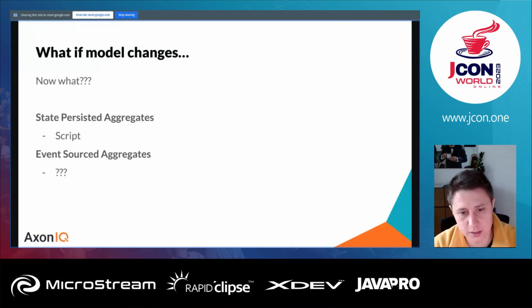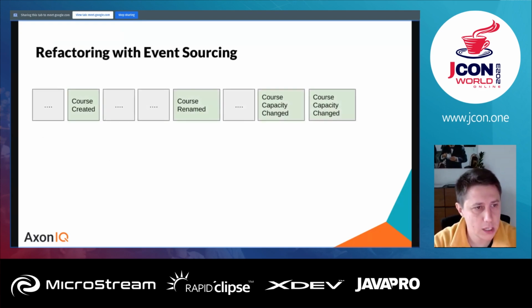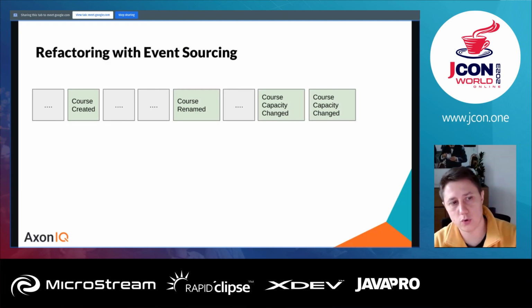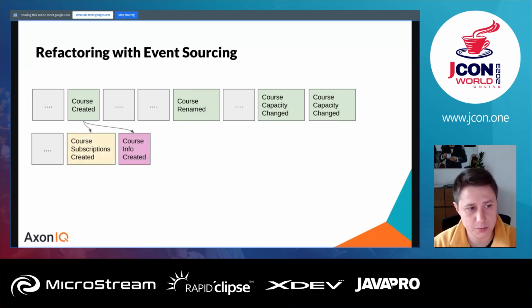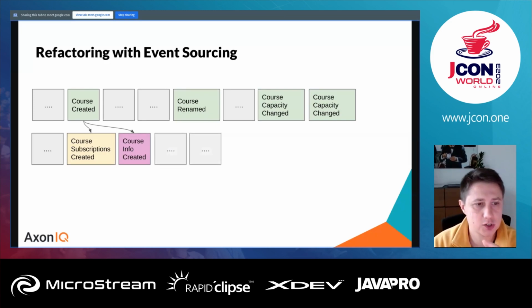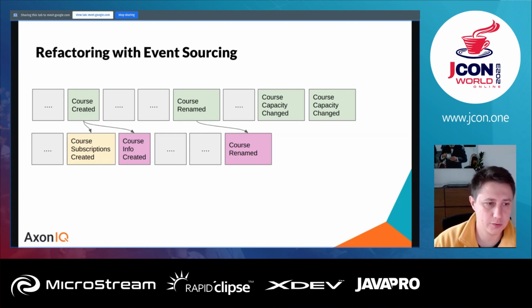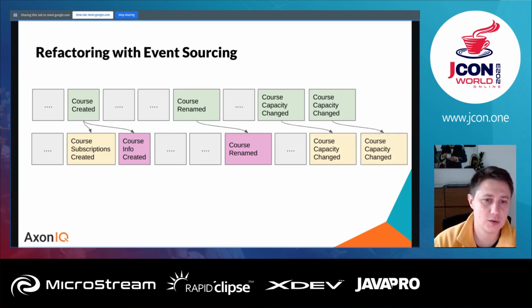But let's go a little bit deeper into the example just to see what it would mean to change the event sourced aggregate. So this is a situation where we had a single aggregate. It had some events persisted. Now we want to move from a single aggregate approach to a two aggregate approach. First of all, instead of the single course created event, we need to introduce two events: course subscriptions created and course info created. Now we need to go and follow the stream of events and change the ownership for each of these events. So the course renamed event will now become part of the course info aggregate, and course capacity changed events will become a part of the course subscriptions aggregate.